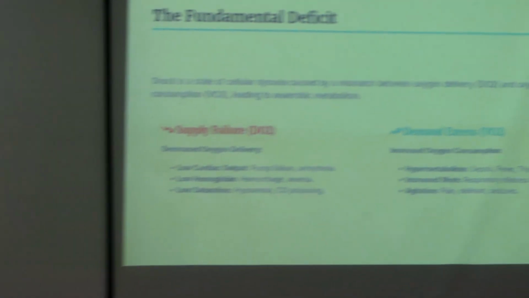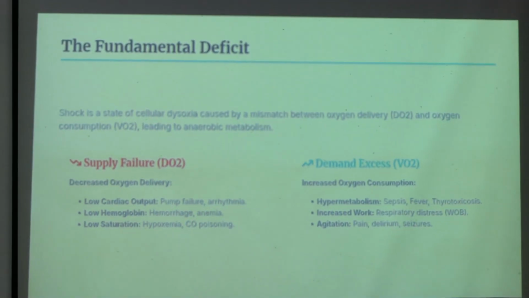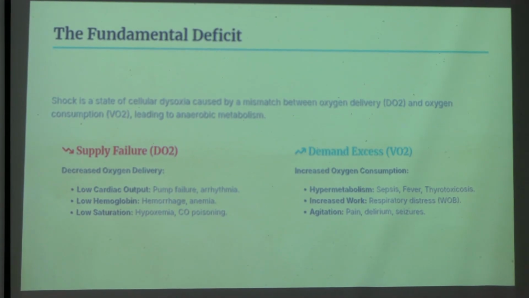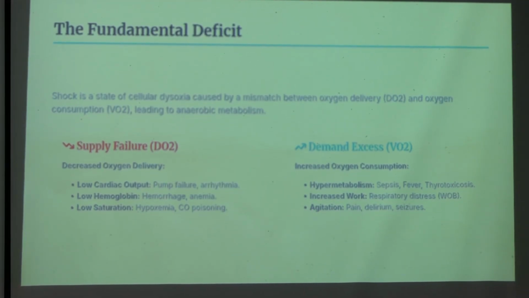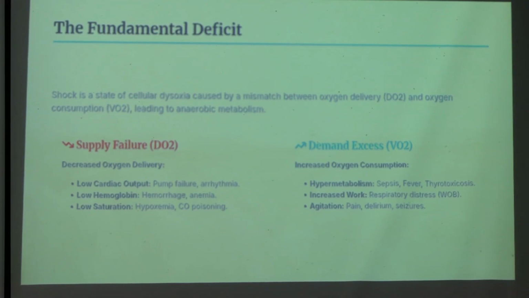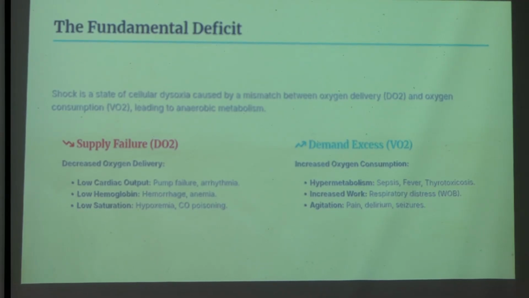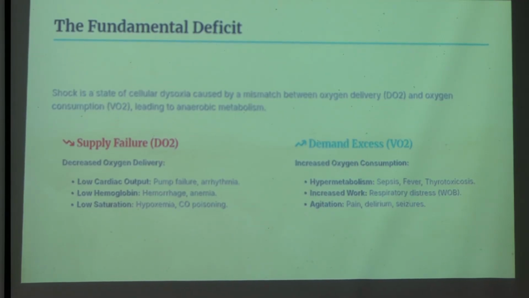And why is it caused? When there is a supply failure of oxygen, or when there is a demand excess of oxygen. What is the supply failure? Decreased oxygen delivery: low cardiac output, pump failure, arrhythmias, low hemoglobin, hemorrhage, anemia, low saturation, hypoxia, and carbon monoxide poisoning.